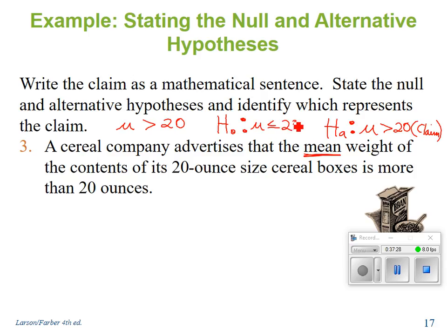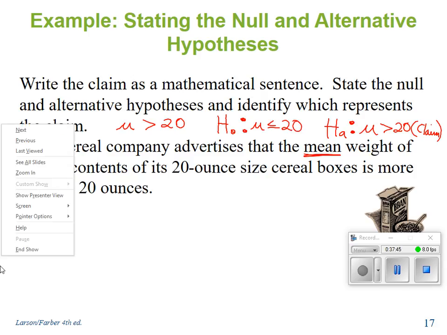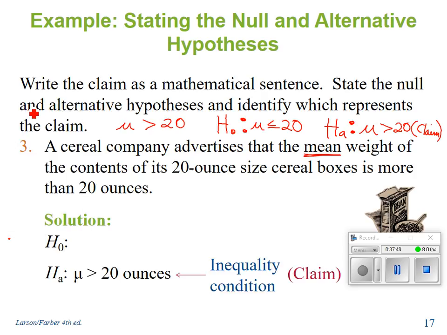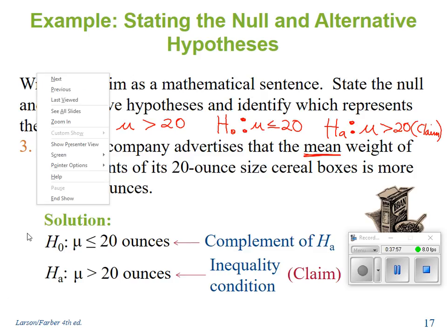So when we go to do these tests, we're going to see, is this cereal company lying to us and leaving out an ounce here, an ounce there, so that they can sell more product or save money? So that's the original claim. We said that. That would be our null hypothesis. It's the complement of the original claim.